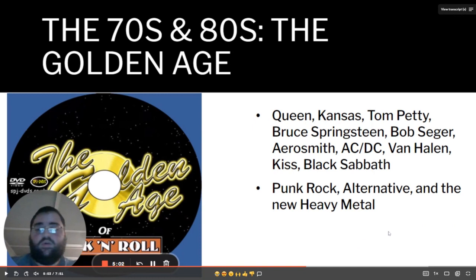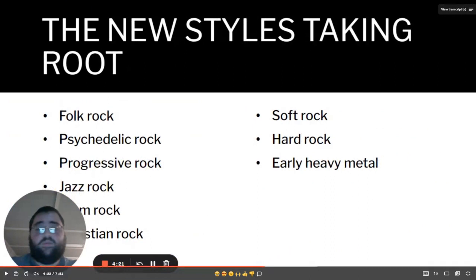Then you see how punk rock, alternative, and the new heavy metal formats came into play, especially in the late 70s or early 1980s. Continuing to move back, the new styles taking root. And whenever we're looking at folk rock, that's basically in the early to mid 60s, some of the other formats. Now, again, this is where I can't see it. I'm guessing that's Christian rock. Not sure what that is right there.